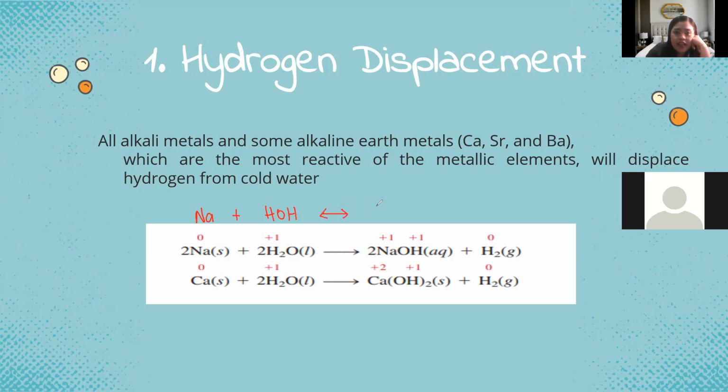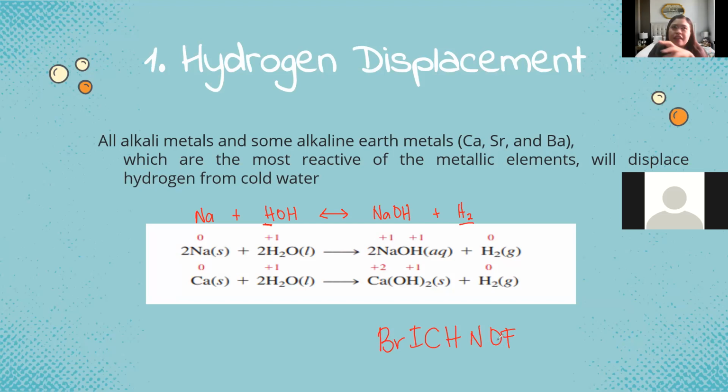So in this case, we'll have a more reactive metal, sodium, and it will replace this hydrogen here. This will become NaOH, and then again, hydrogen will be displaced. But if ever na-confuse kayo, isang hydrogen lang yung pinalitan, but ang na-displace is dalawa. Remember our diatomic molecules, the Birchnow. Okay? The Birchnow are our diatomic molecules.